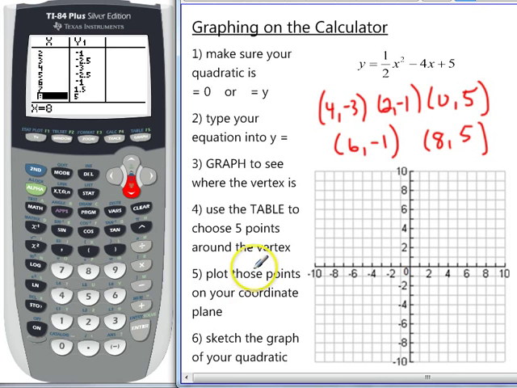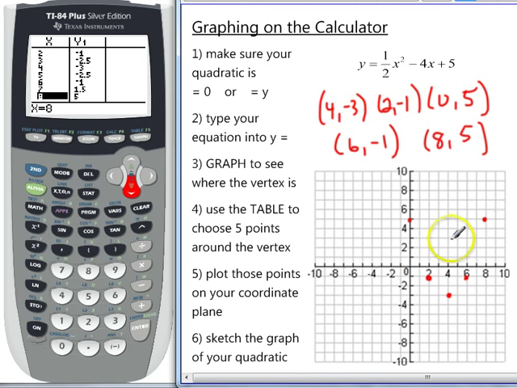And then we want to plot these points on the coordinate plane. So we have (4, -3), and then we have (2, -1), we have (0, 5), and then we have (6, -1), and then (8, 5).